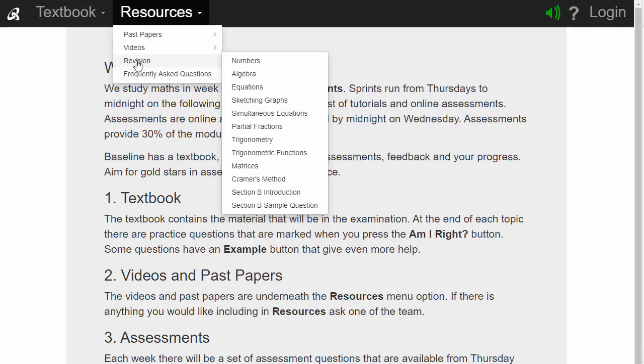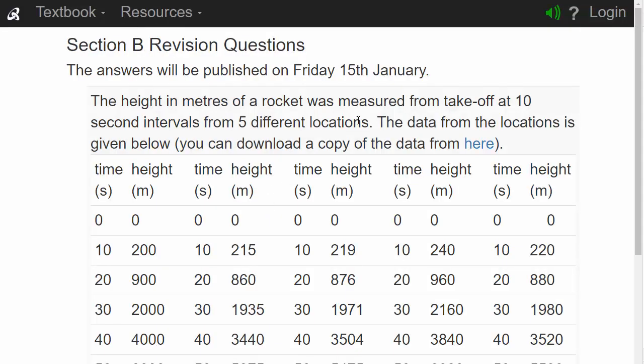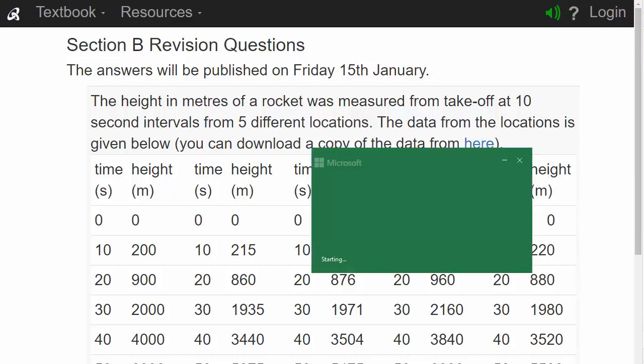In this video, we're going to look at the Section B sample question. The height in meters of a rocket was measured from takeoff at 10-second intervals from 5 different locations. The data from the locations is given below, and you can download a copy of the data from here. So let's do that. Click on the data, and that's downloaded to my computer.